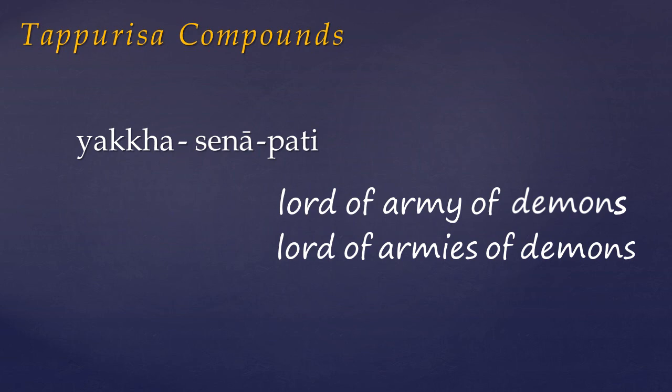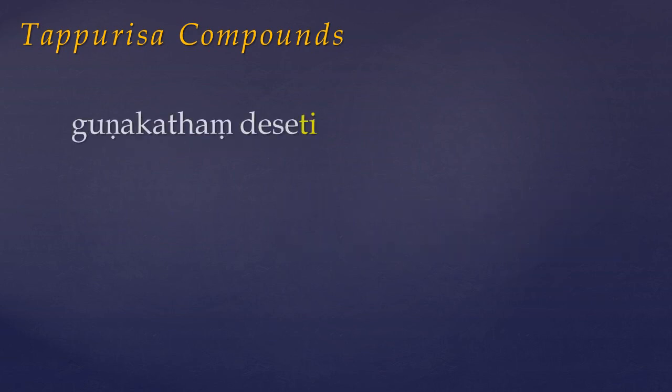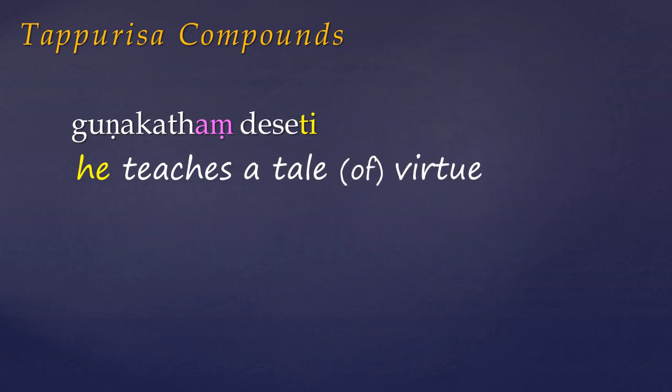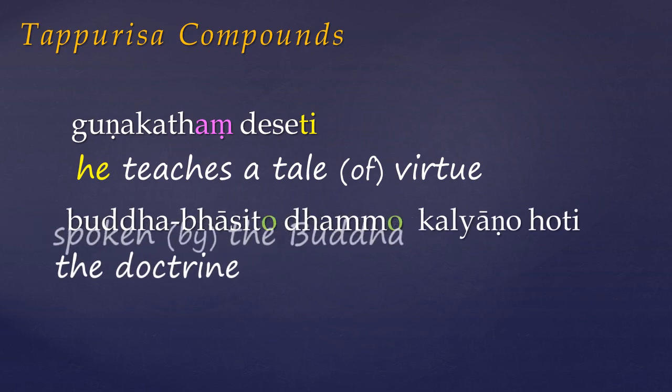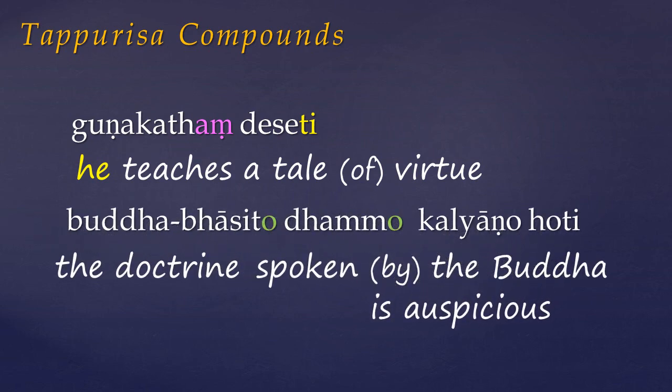The uninflected members can stand for either the plural or the singular, and the inflection of the final member reflects how the compound as a whole is used in the sentence. They can act either as a subject or an object in their own right. Here it's an accusative case because it's the object of the verb. Or they can qualify another noun like an adjective. They can even be used as adverbs too.